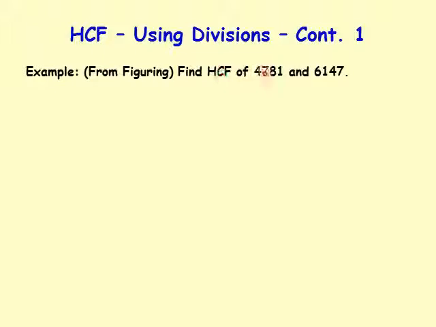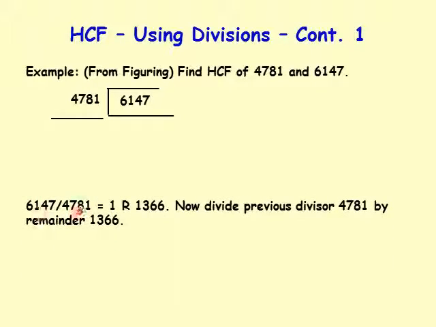From the book Figuring, the HCF of 4781 and 6147. So we would divide 6147, which is larger, by 4781, which is smaller. Let's continue from here. So here's my division setup. 6147 is my dividend and 4781 is my divisor. If I divide 6147 by 4781, I get 1, remainder 1366. If I subtract 4781 from 6147, the remainder is 1366. Now we'll divide the previous divisor, which is 4781, by this remainder 1366. Let's see the setup for the next step.